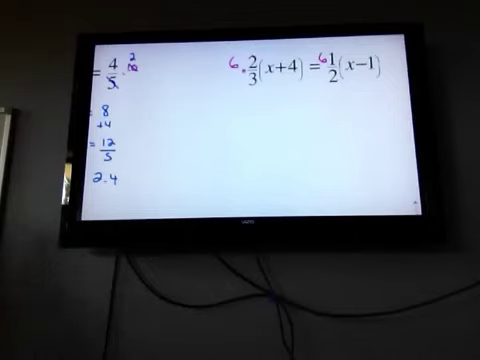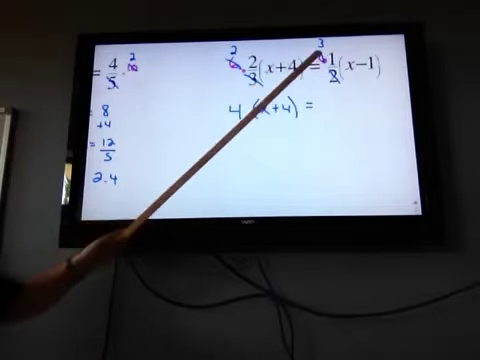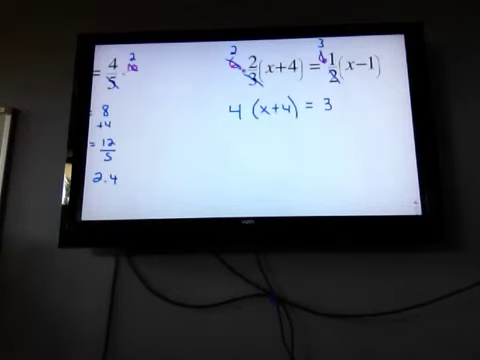So on the left, my 3 will cancel, not completely though, goes into 6 2 times. And I am left on the outside of the parentheses, 2 times 2 is 4. I'm not going to go and do anything with the parentheses yet. Equals. On the right one, my 2 cancels completely, but not into 6 completely. 2 goes into 6 3 times, and on the outside here, I'm left with 3 times 1, which is 3. Nothing to the parentheses.